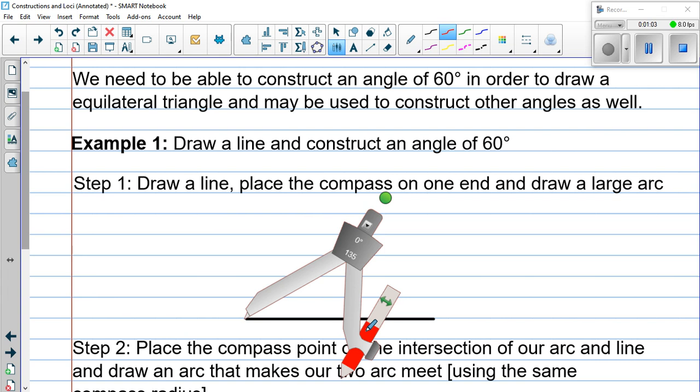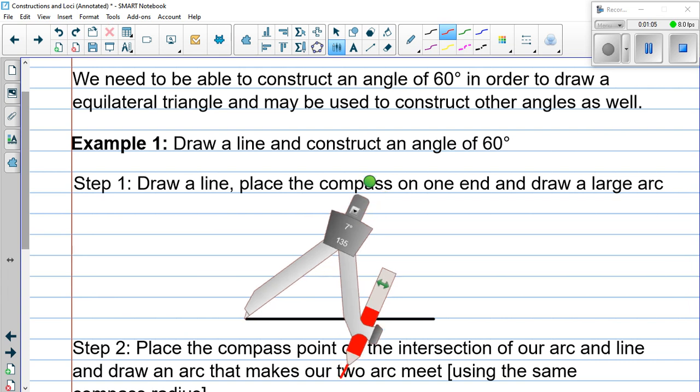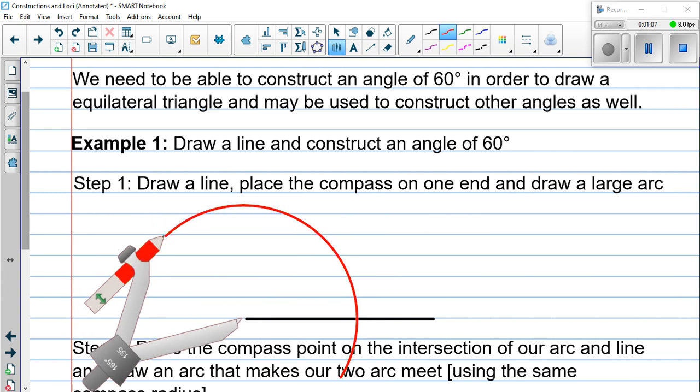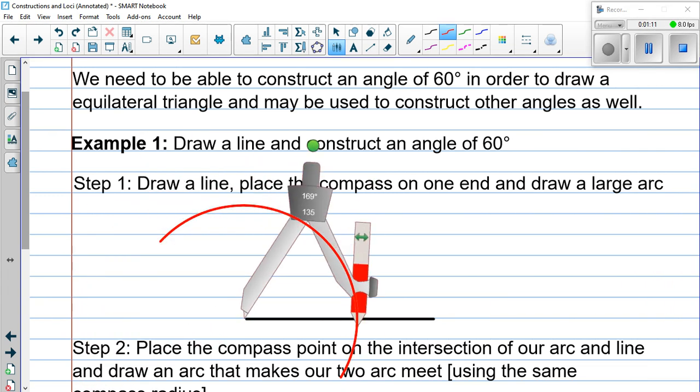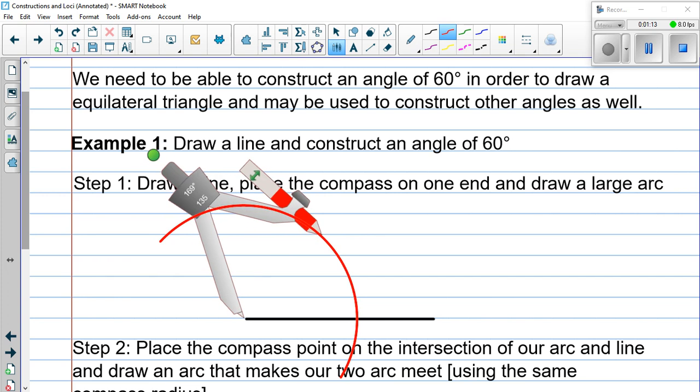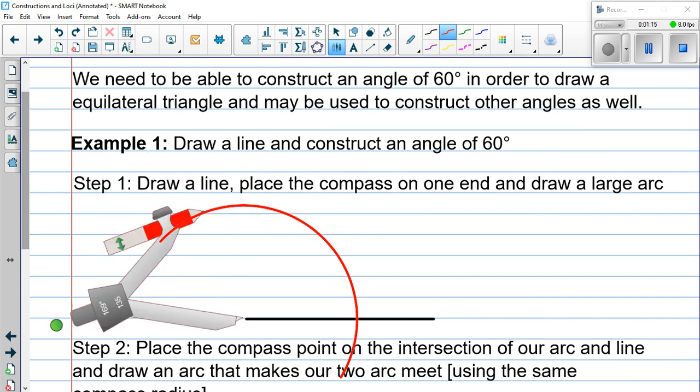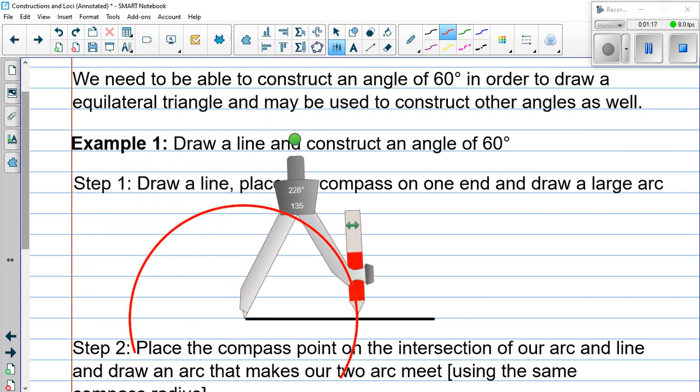Now we're going to place our compass on the page, and we're going to draw a nice big arc. Okay? Nice and big. Since we want 60, make sure it's at least to 60, which is somewhere around there. I always say, the bigger the better. If we don't use it, we don't use it.